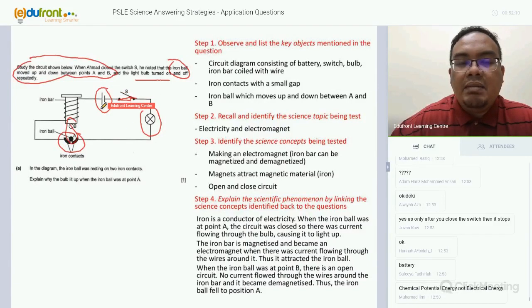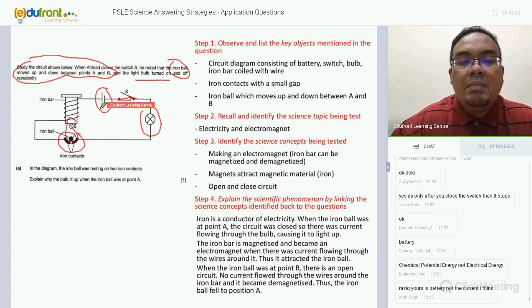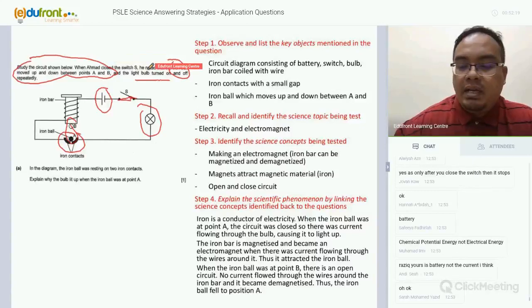This is a battery. Remember, it consists of chemical potential energy, right? So chemical potential energy produces electrical energy. All right. Okay, very good.